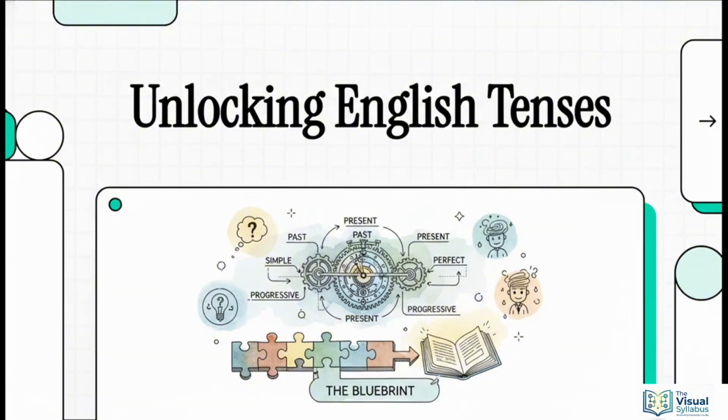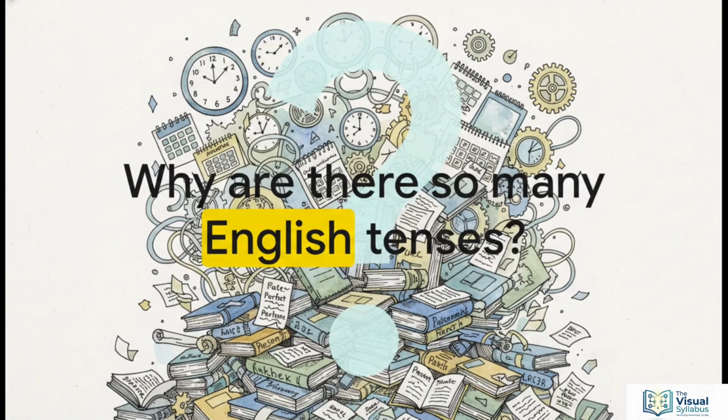Let's talk about one of the biggest headaches for anyone learning English, the tenses. But what if I told you it's not about memorizing 12 different confusing rules? What if it's all just one simple system, one blueprint that makes everything finally click? Well, let's dive in. I mean, it's a totally fair question, right?